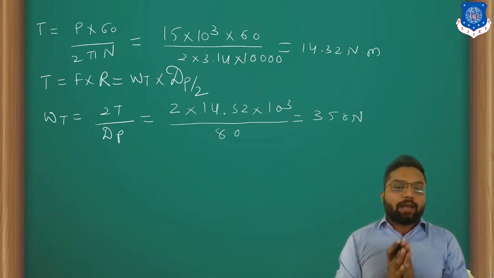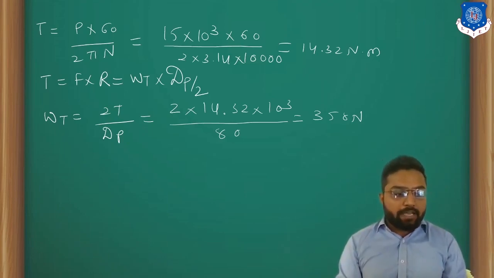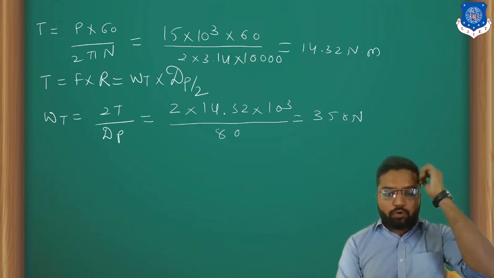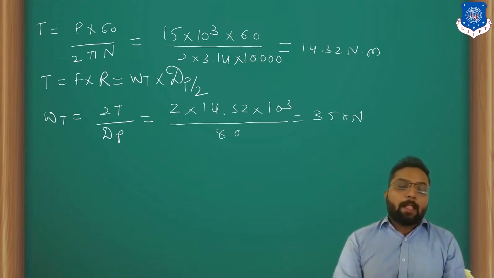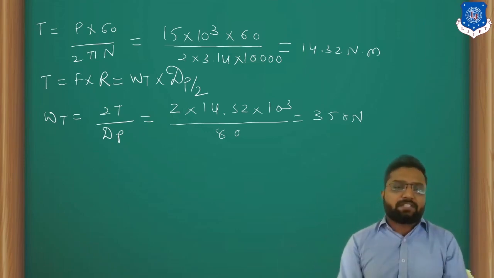Clear? So you are clear how you are going to find Wt. So Wt is directly found depending on this torque. How we found this torque depending on this power. Why are we about to find torque? Because we have to find this Wt. Now depending on this Wt, we have to find our module and face width.